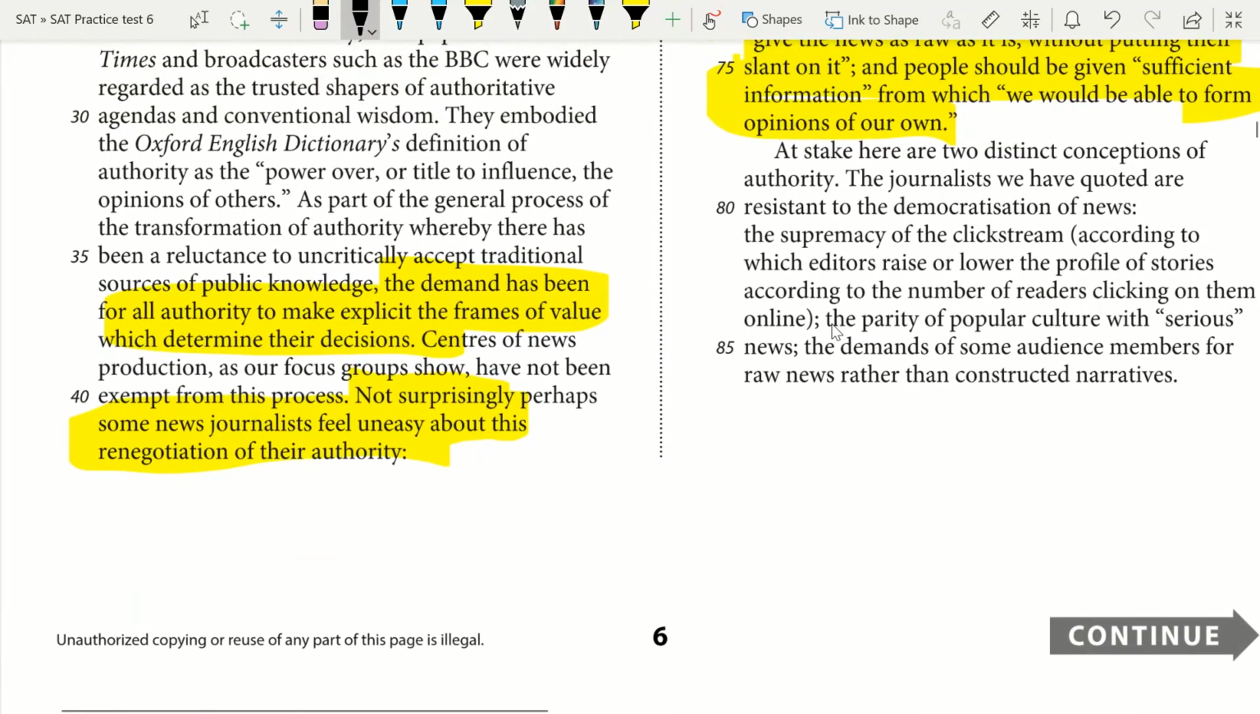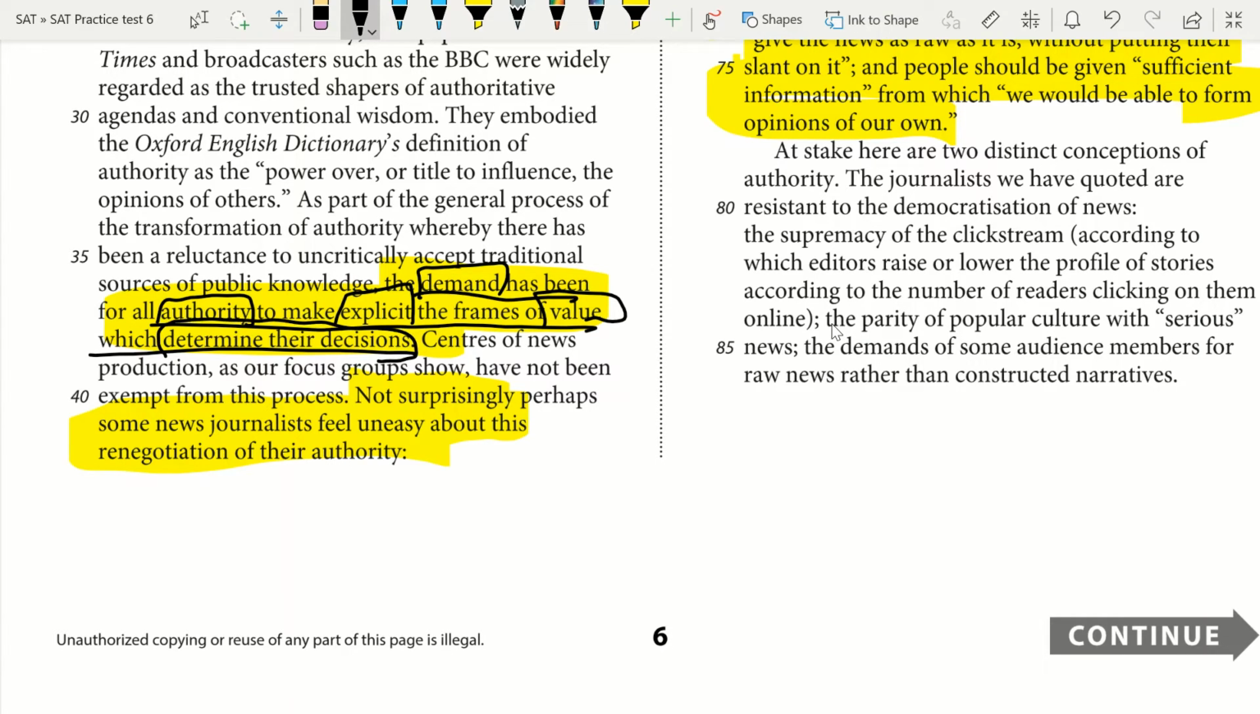Okay, next thing I have down here, we've got the demand has been for all authority to make explicit the frames of values which determine their decisions. Okay, so this is a demand from consumers for all authority, so all newsmakers or publishers, to make explicit or to announce what they value in determining their decisions on what to publish. Okay, so this is a claim from the audience, or a request, rather. I would say it's a request from the public for more transparency. So for transparency. Okay. All right.